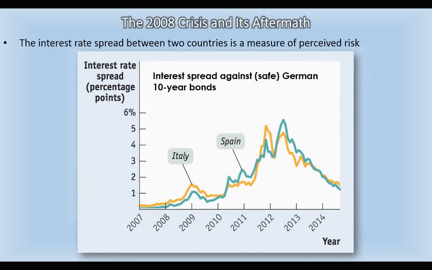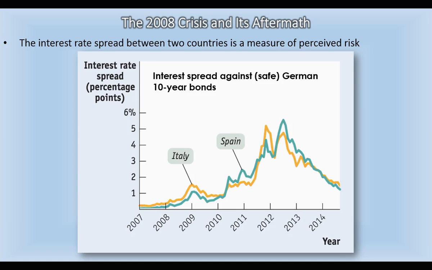So the interest rate spread between two countries is a measure of their perceived risk. So again, the higher the interest they have to pay on their bonds, the riskier that investors perceive those assets. So this is the interest spread against the German 10-year bond. The Germans were fine. Nobody was afraid of the German bonds not being able to be paid back. So we see that relative to the German bonds, Italy and Spain wound up having to pay huge amounts of interest. And again, it all reflected the fact that there just was no confidence in their government solvency, their ability to pay back their debts.